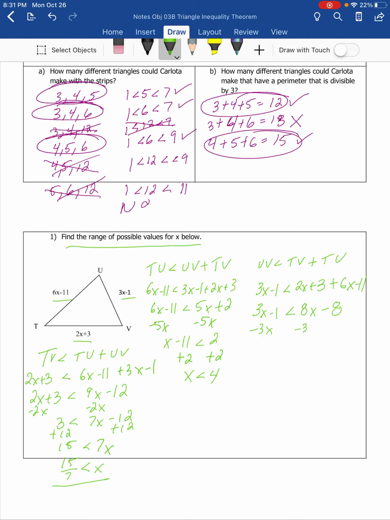I'm going to subtract 3x from each side. So I have negative 1 is less than 5x minus 8. I add 8, add 8, it's going to be 7 is less than 5x, divide by 5, divide by 5, x has to be greater than 7/5 as well.